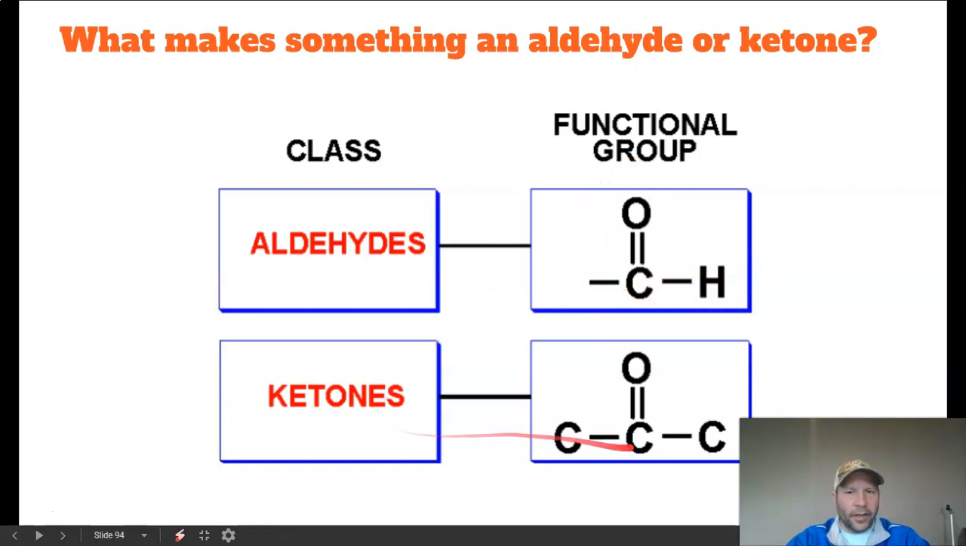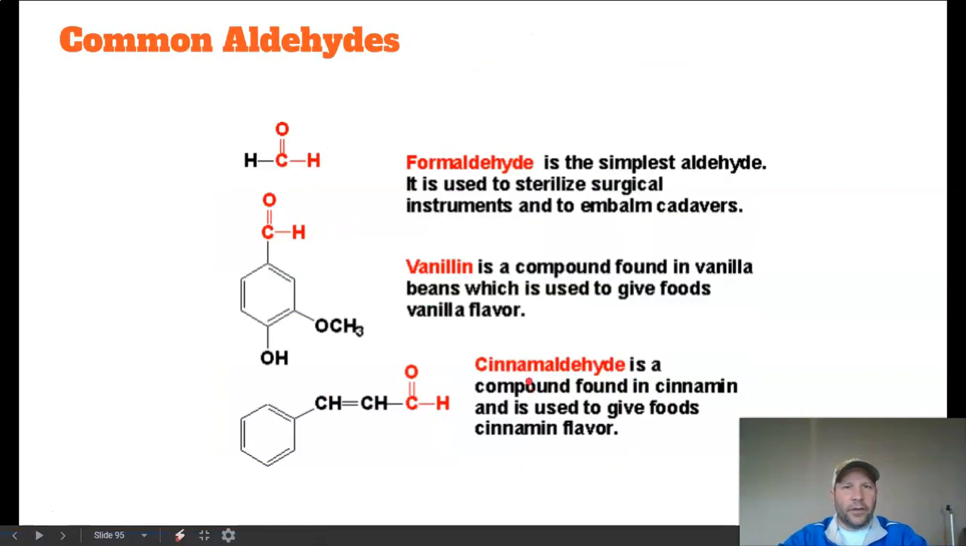A ketone, on the other hand, is the same carbonyl group, but it's in between two carbons so that the chain can keep going further that way or it can keep going further that way, but it's in the middle. So it's something to keep in mind, all right? Nothing crazy.